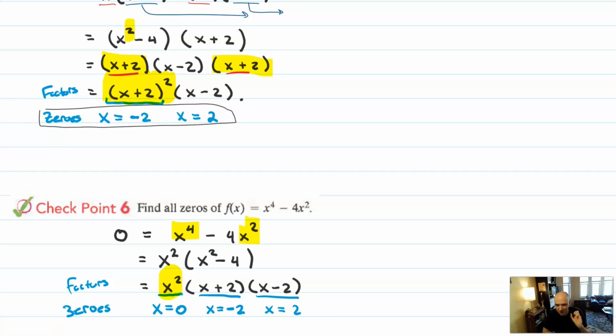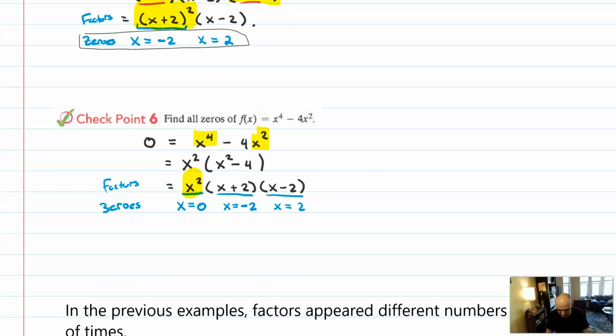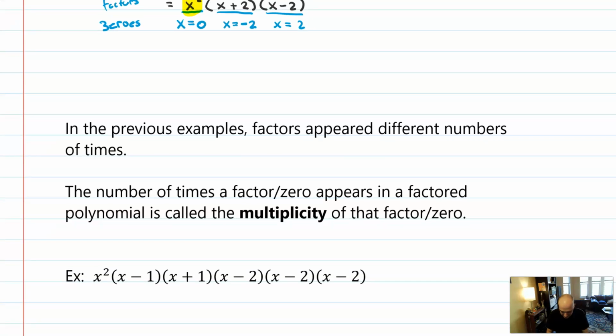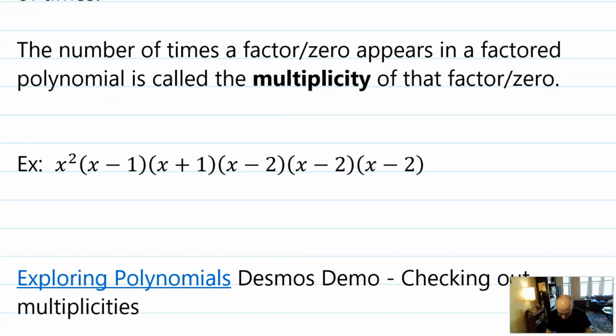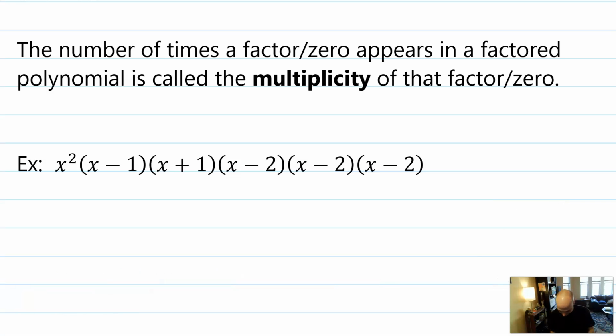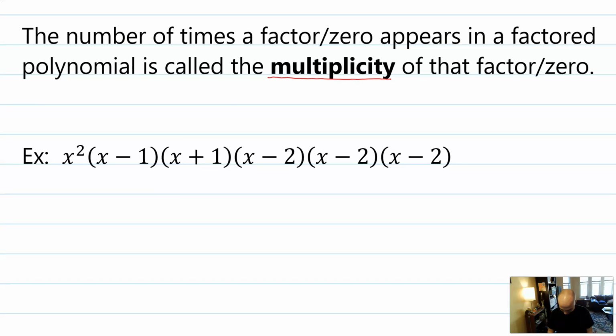So that's also a factor that appeared more than once. And a factor that appears more than once actually has a really critical effect on the shape of the equation. And so before we can sketch these graphs, we have to understand what happens when factors are appearing different numbers of times. And that number of times a factor or zero appears in a factored polynomial is called the multiplicity of that factor or zero.